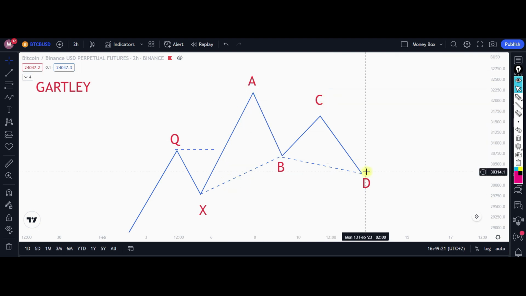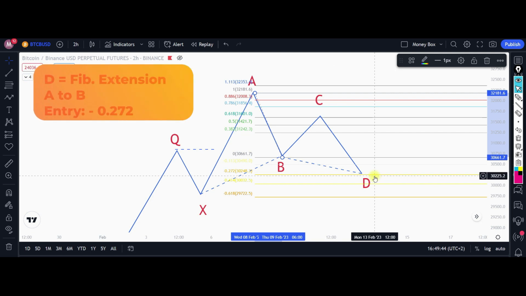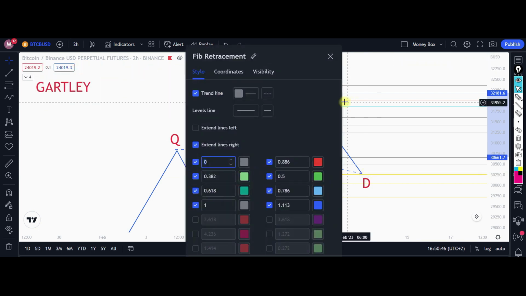And we can determine the point's price level with Fibonacci, and our entry point is 0.272. Normally we use Fibonacci extension to find this point, but I changed my Fibonacci retracement tool settings and I can use one Fibonacci instead of two. If you need that, here are my Fibonacci settings, you can take snapshots.